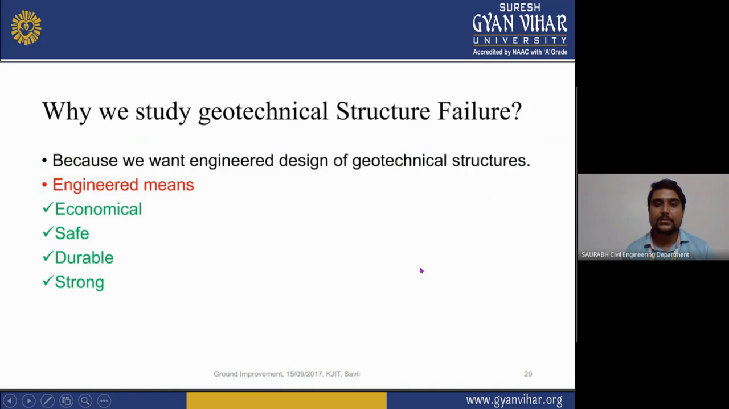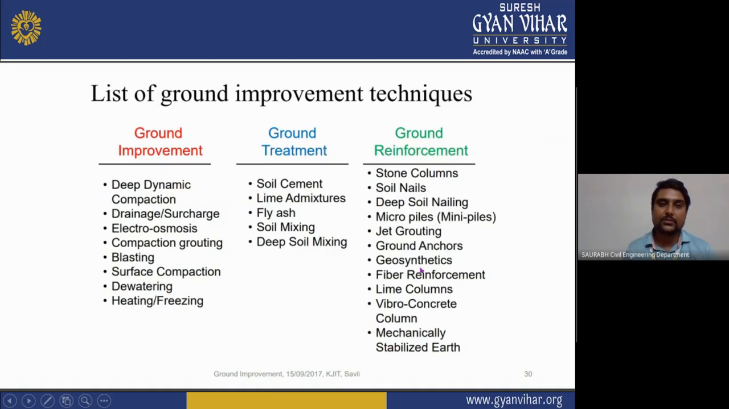Why do we study geotechnical structure failure? We should know about it because we want to engineer the design of geotechnical structures. Engineered means economical, safe, durable, and strong. It should be strong also.